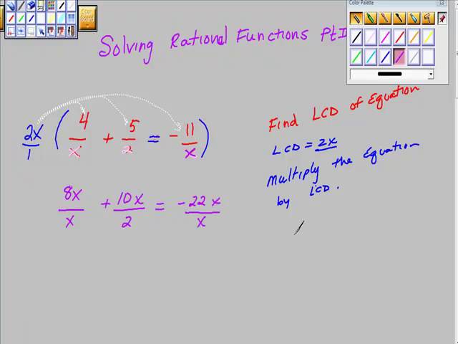Some people call this technique grounding, and you'll see why in a second, because look, the denominators go to 1, don't they? x over x is 1, so we have 8, don't we? Plus 10 over 2 is 5, so 5x, isn't it? And negative 22x over x is negative 22, isn't it? Right? So we're just going to keep solving.